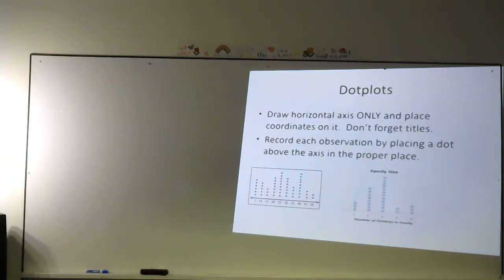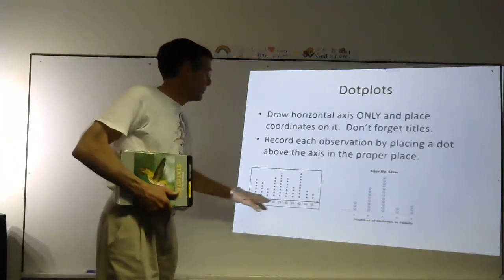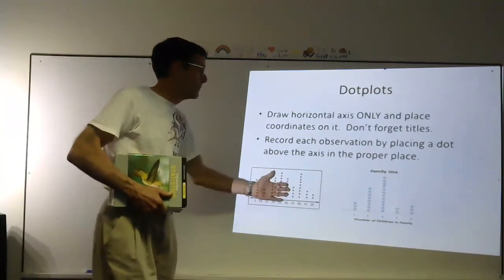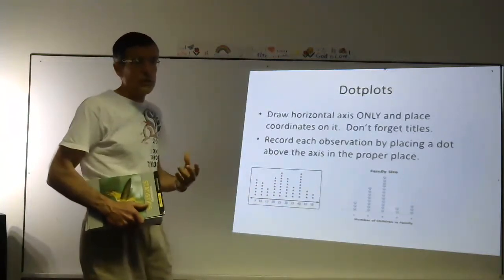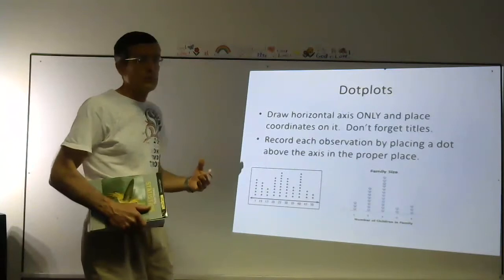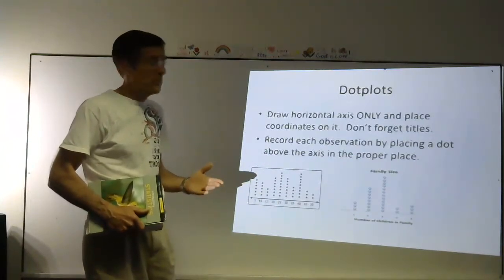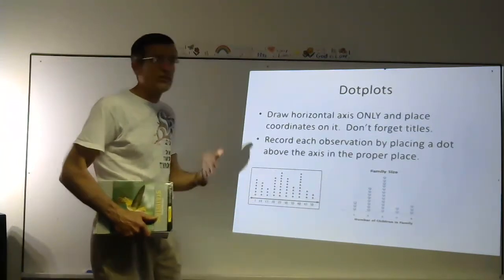Okay, what about dot plots? You draw a horizontal axis, something like this, and you place coordinates on it. Now notice there's no title here. There should be titles. The other thing you want to do, and I really emphasized this when we were doing box plots or box and whisker graphs, you remember those? Make sure your x-axis is consistent.